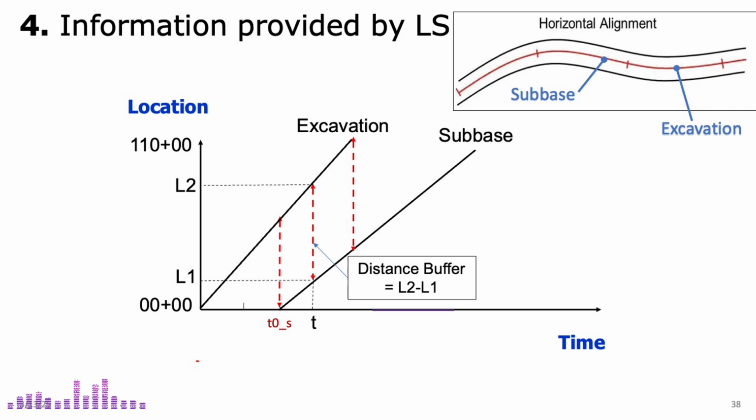So, basically, by reading the linear schedule, you can determine where each activity is located at any given time, and also measure the physical distance between them along the project alignment. To find this distance buffer at a specific moment, you can follow this simple approach.